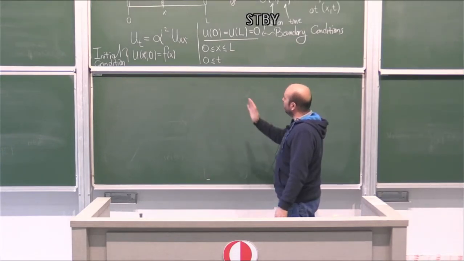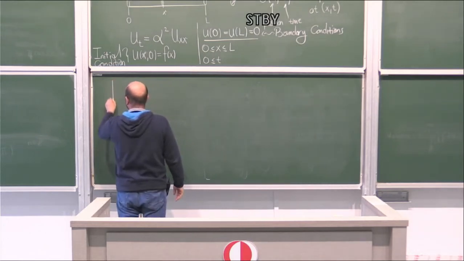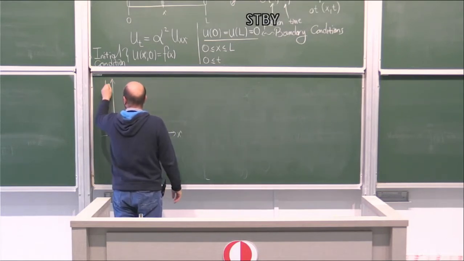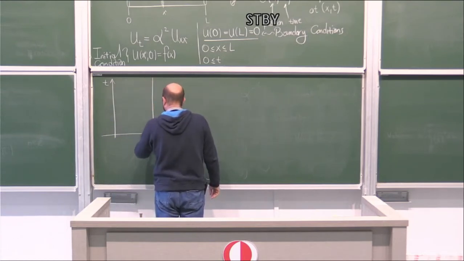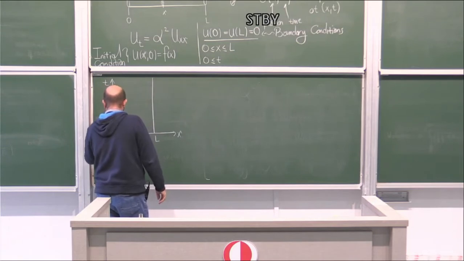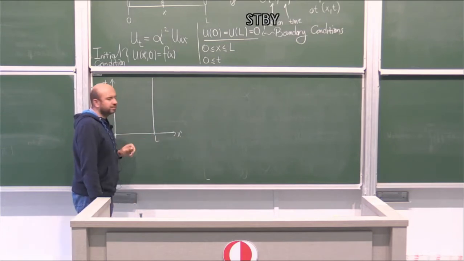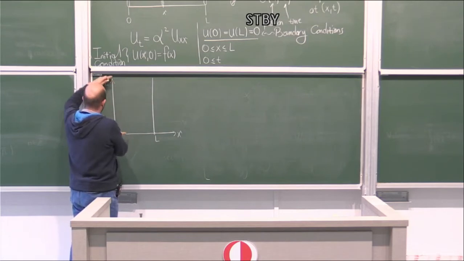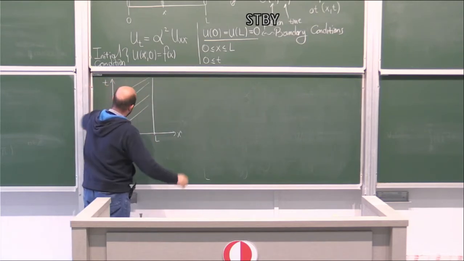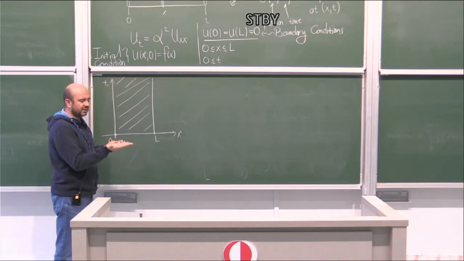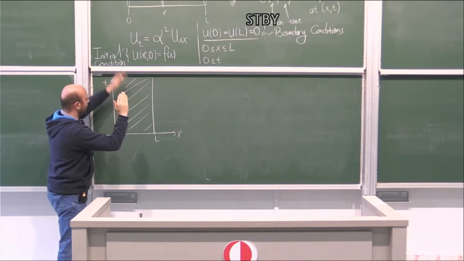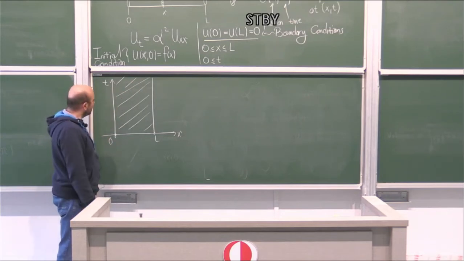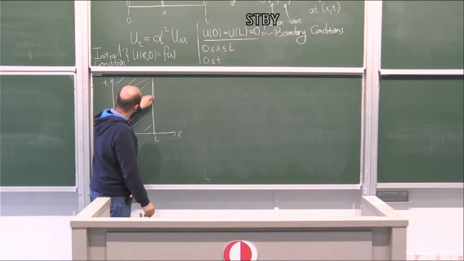Okay. But actually, what is given? I'm just drawing the domain. So this is x, this is t. So this is L, this is 0. So x, the position, changes between 0 and L, and time is from 0 to infinity. So over this domain, I'm trying to solve the problem. Basically, I will find the surface which will be over this domain and which will satisfy these conditions, the initial condition and boundary conditions.